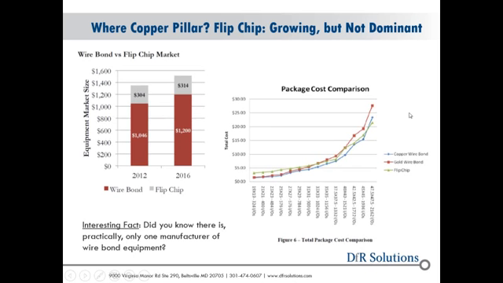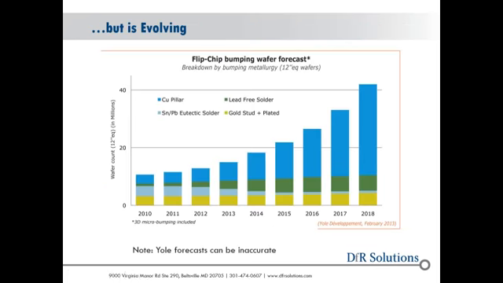Even as flip chip has its place in the packaging world but is not really taking over wire bond, the type of interconnect in flip chip is changing quite dramatically. We can see that here in this graph by Yole. If we compare copper pillar versus the other options, including gold stud as well as a variety of solder alloys, we can see that as we pass into 2015 and beyond, copper pillar is really going to dominate, right?